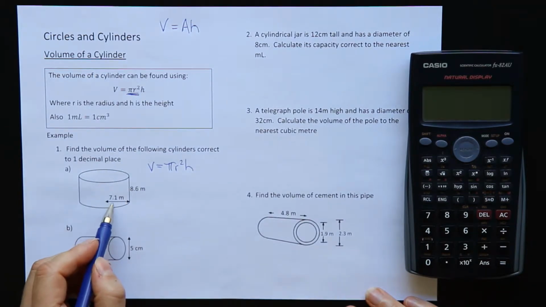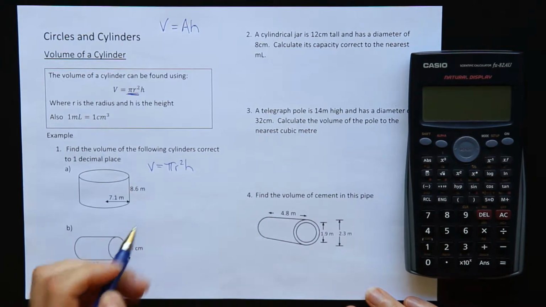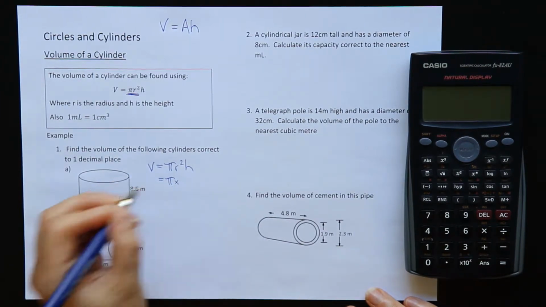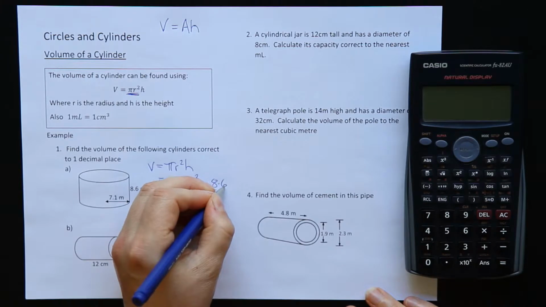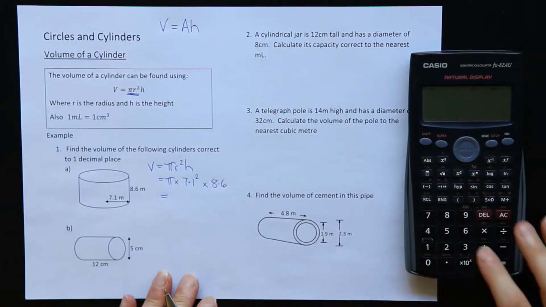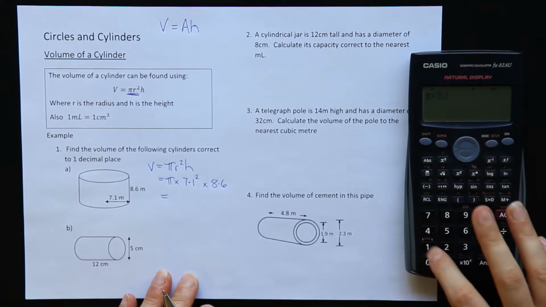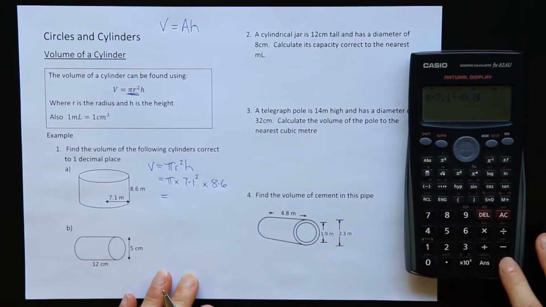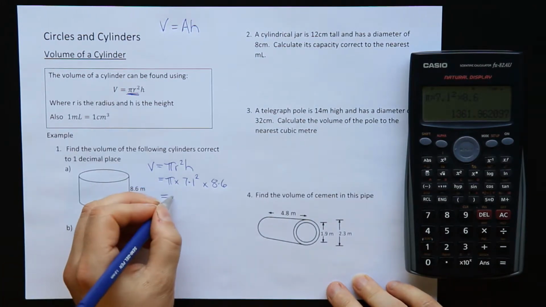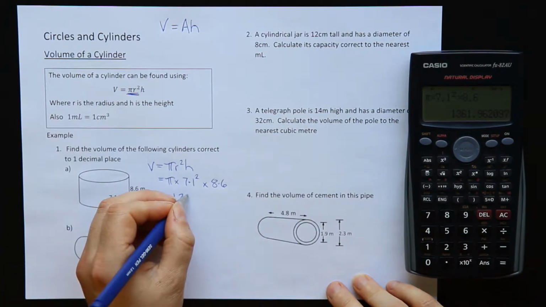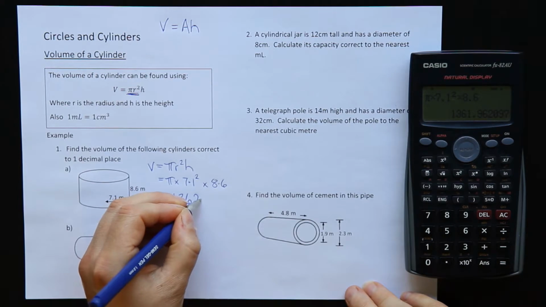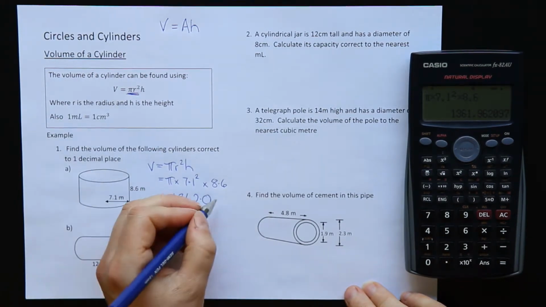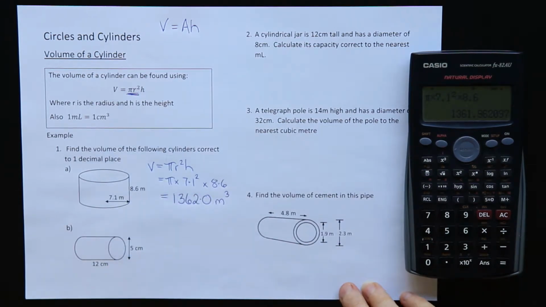Now, my radius is 7.1 and the height is 8.6. So let's substitute that in. Pi times 7.1 squared times by 8.6. And then all we have to do is calculate. Pi times 7.1 squared times 8.6. To one decimal place, we have 1,360.2. Now we're doing volume, so this will be cubic units when we're doing volume.